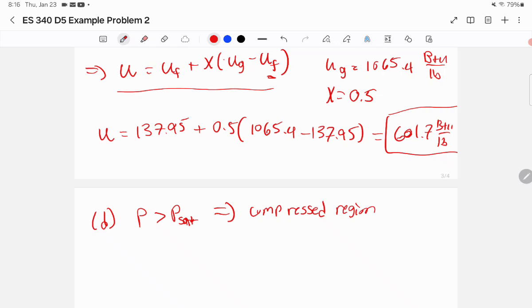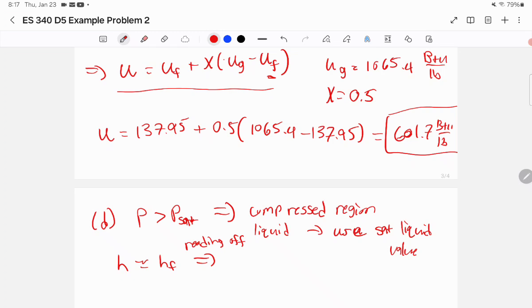Okay, since we're in the compressed liquid region, well, we could use the compressed table, but in this case, the pressure is low enough. Use the saturated liquid value, right? Because it doesn't change a whole lot from that. So H is going to be approximately equal to HF, and reading off.